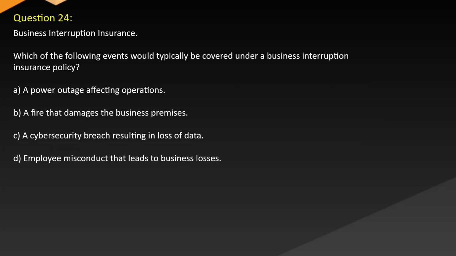Question 24. Business interruption insurance. Which of the following events would typically be covered under a business interruption insurance policy? A. A power outage affecting operations. B. A fire that damages the business premises. C. A cybersecurity breach resulting in loss of data. D. Employee misconduct that leads to business losses.